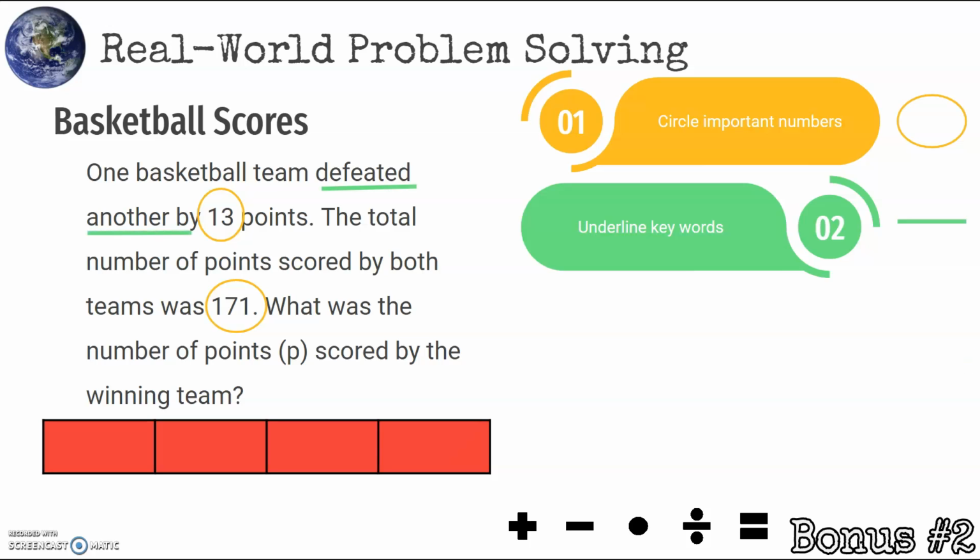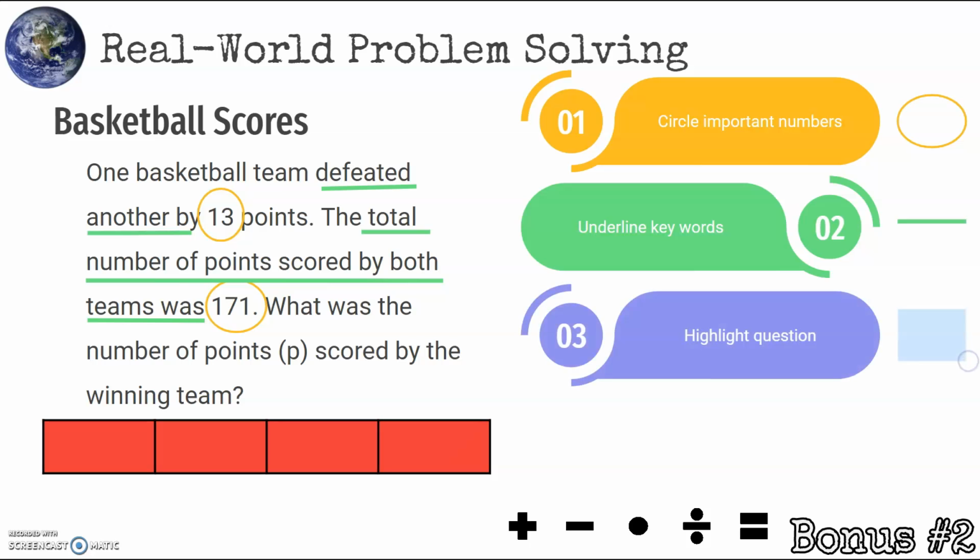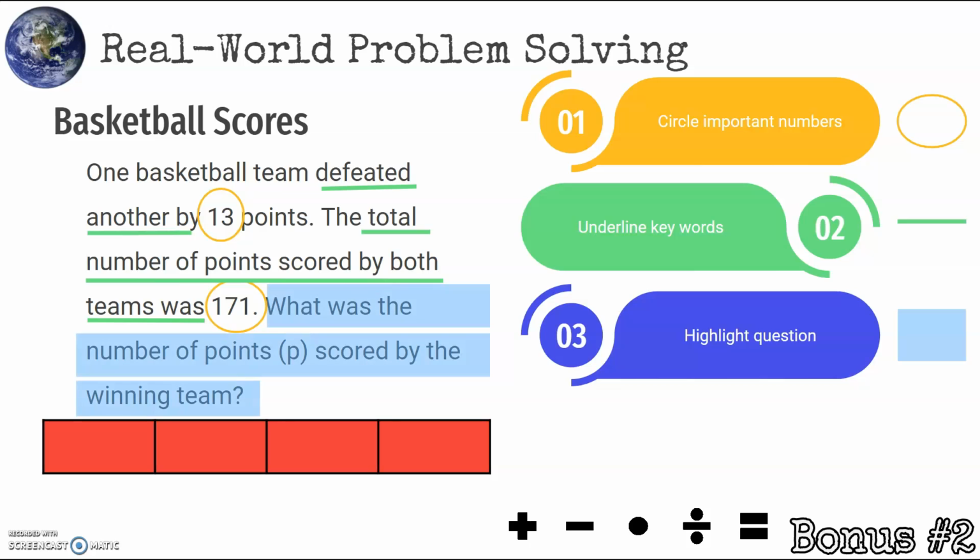Well, we know one basketball team defeated another by 13 points. So there's a difference right there of 13 points. So that kind of tells us some subtraction is going to be involved in here. The total number of points scored was 171. We're now going to highlight that question. What was the number of points scored by the winning team?